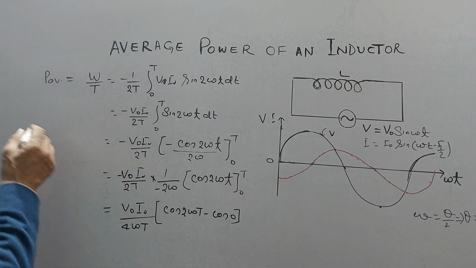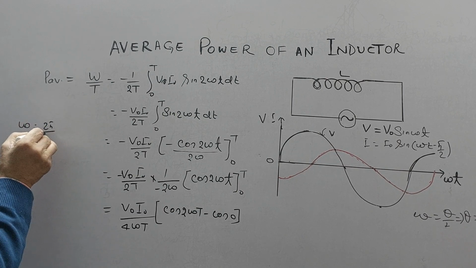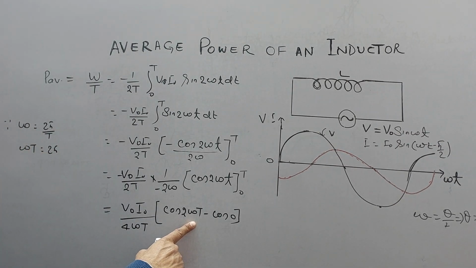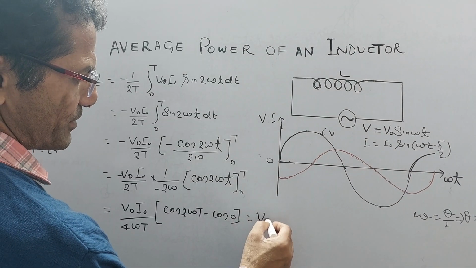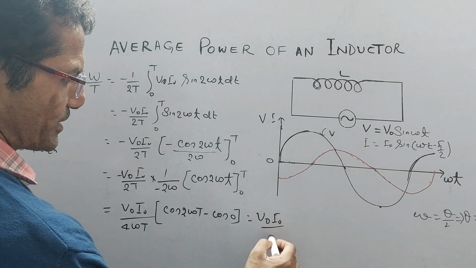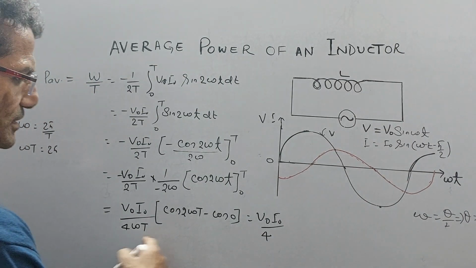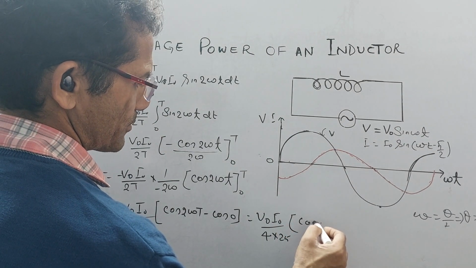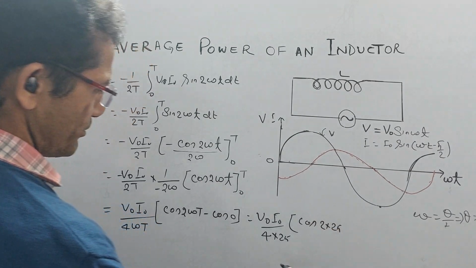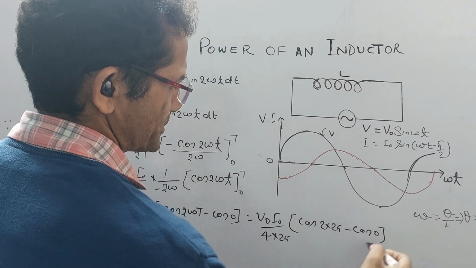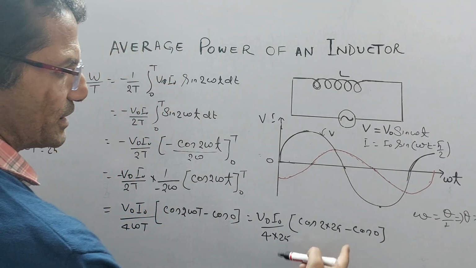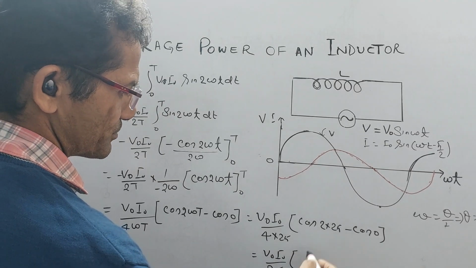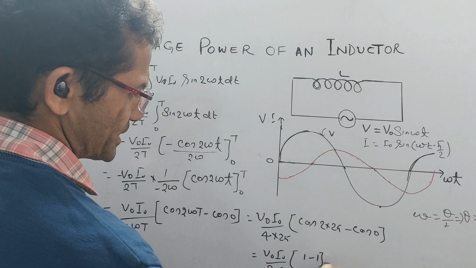Now we know that omega is equal to 2 pi divided by time period, and therefore omega T is equal to 2 pi. If I replace 2 omega T by 2 pi, it comes out V naught, voltage amplitude, multiplied by current amplitude divided by 4 omega T, and 4 omega T has a value twice pi, and also here cos of 2 times 2 pi becomes 4 pi, and minus cos 0 degree. Now cos 4 pi has a value plus 1, and cos 0 also plus 1. So the net value comes out 0.